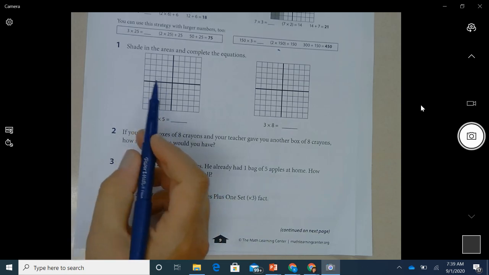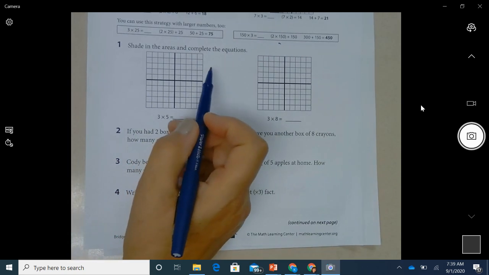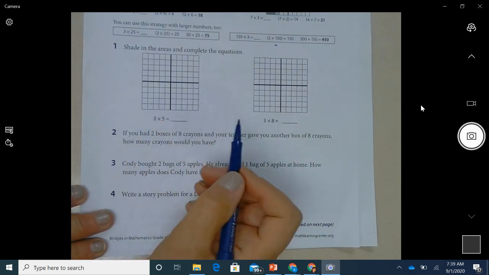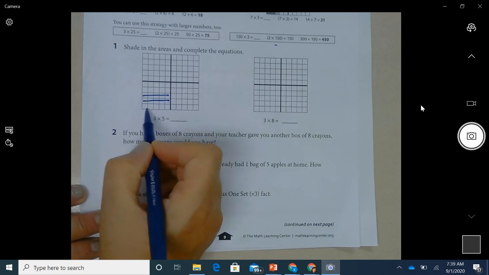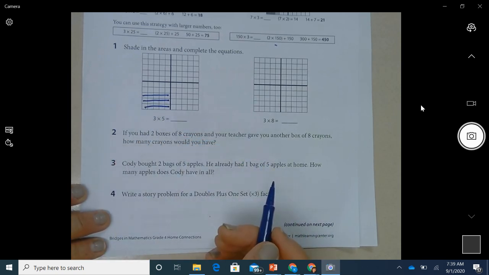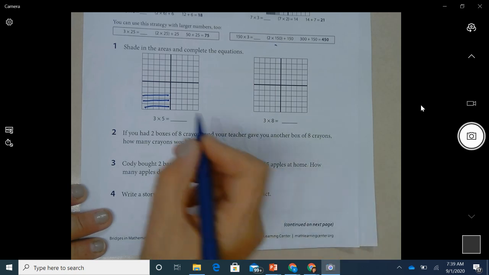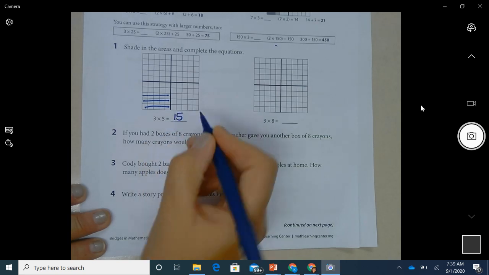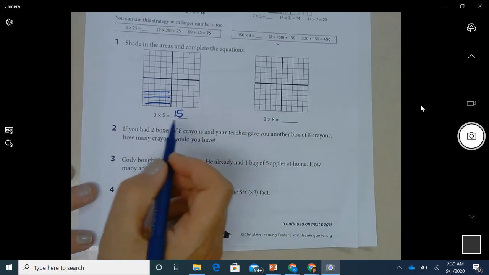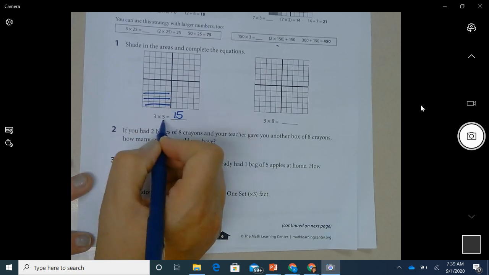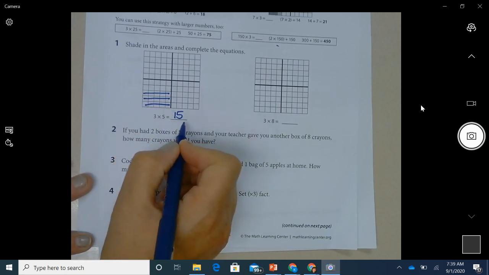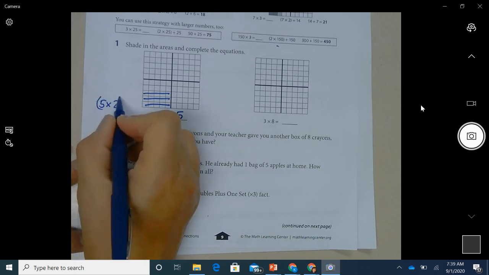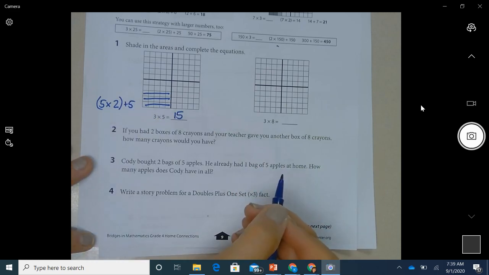So in number 1, we're going to do an example of this. Shade in the areas and complete the equation. So we have 3 times 5. So just like in the game you played yesterday, I'm going to color in the array 3 times 5, okay? And I'm going to think about 3 times 5 is 15 when I count these all together. I can think of the double strategies also with this because I know that when I double 5, that's 10 plus 5, which is 15. So I can do 5 times 2 here plus 5. Okay, so I can think of that double strategy.